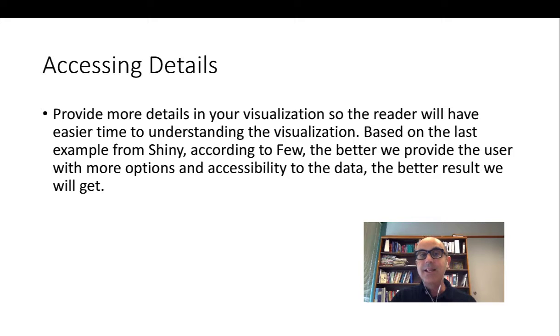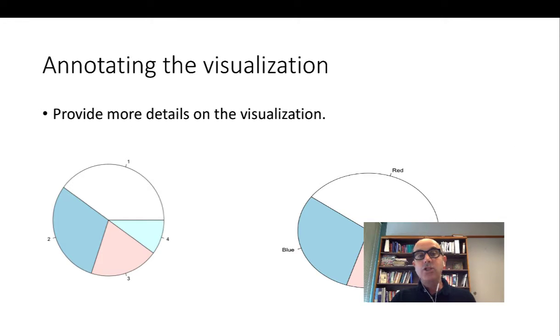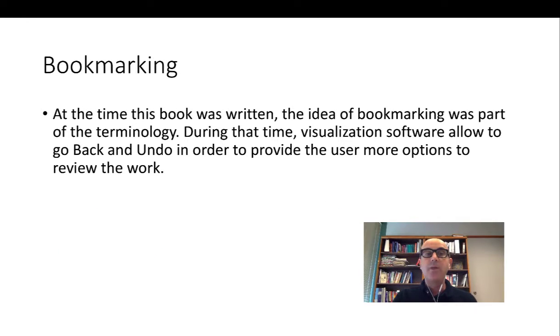Assess the details, provide more details in your visualization, so the viewer will be able to understand the visualization better. And so again, this is an example. If you give more information inside the visualization, it will help the user to understand it. To the right, there's only 1, 2, 3, and to the left, there's the red, blue, green, and brown, which give more sense to the user of how to see it.